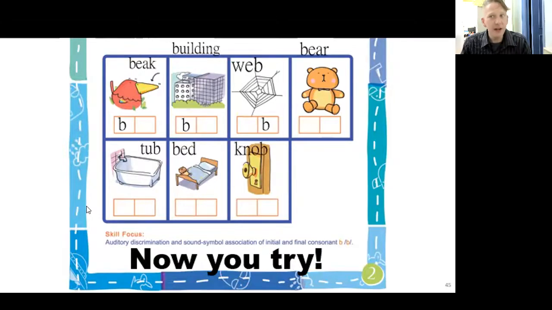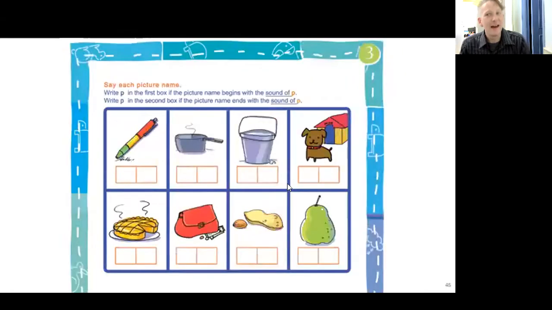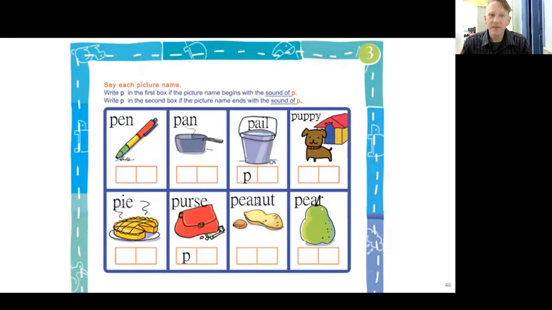Remember the beginning of the video? Tub was one of them. It had the ending sound, not the beginning. Okay, let's have a look here. We have pen, we have pot, pail, puppy, pie, purse, peanut, and pear. And you notice a lot of these words have the p sound at the beginning.